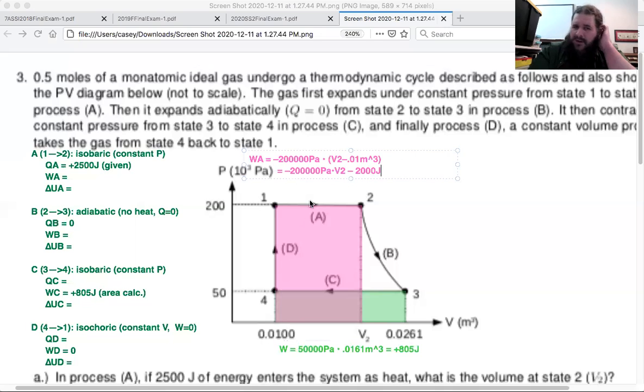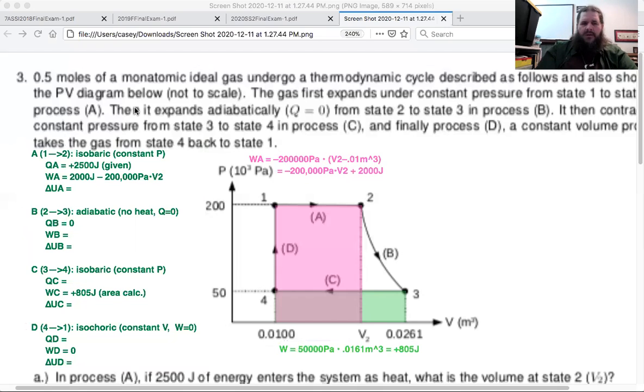So that's the work done during process A. Oh, I guess that's negative times negative though, so that's plus. So the work done during process A is negative 200,000 pascals times V2 plus 2,000 joules. So we could fill that in. We just don't know what V2 is yet.